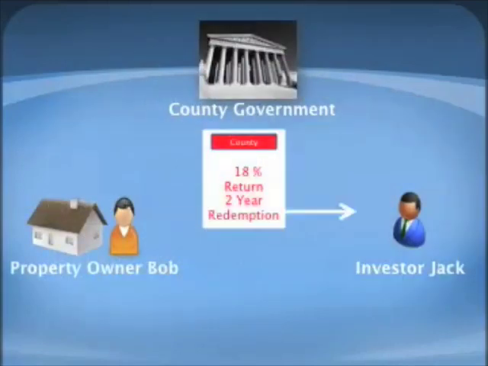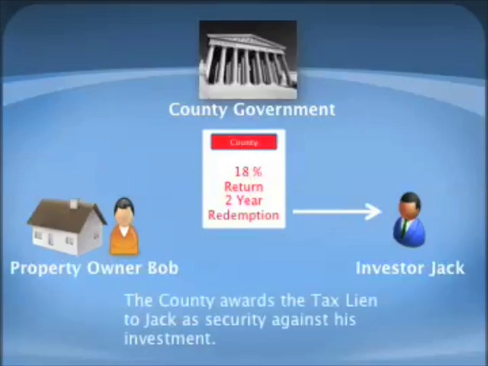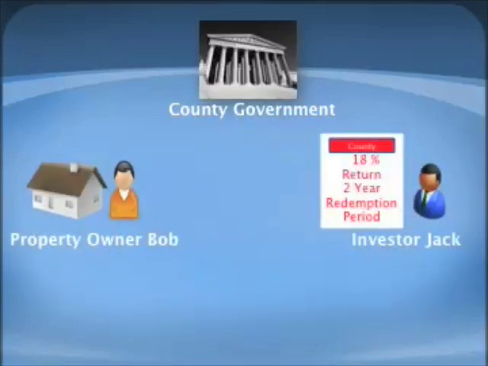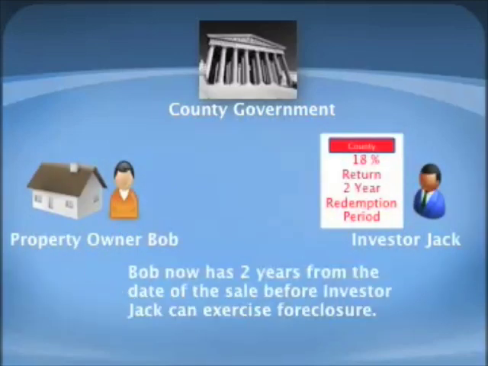So let's play out a couple of scenarios here. As an investor, you show up at the auction, or you can be Investor Jack here. You show up at the auction and you purchase this tax lien. Again, this is an investment for you. You're interested in making either a high rate of return, or you're interested in acquiring the actual property. And let's play out what happens when that takes place.